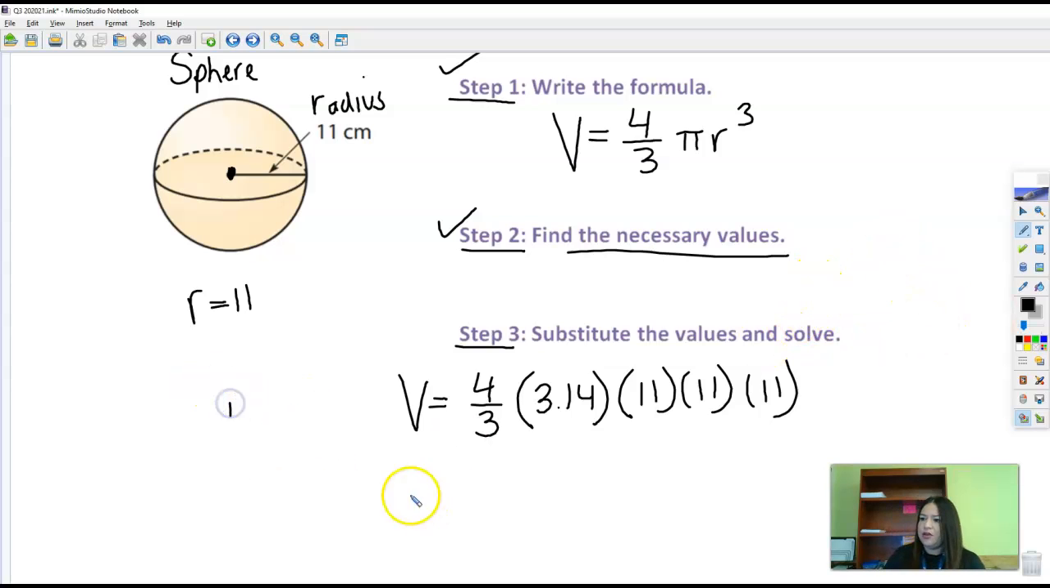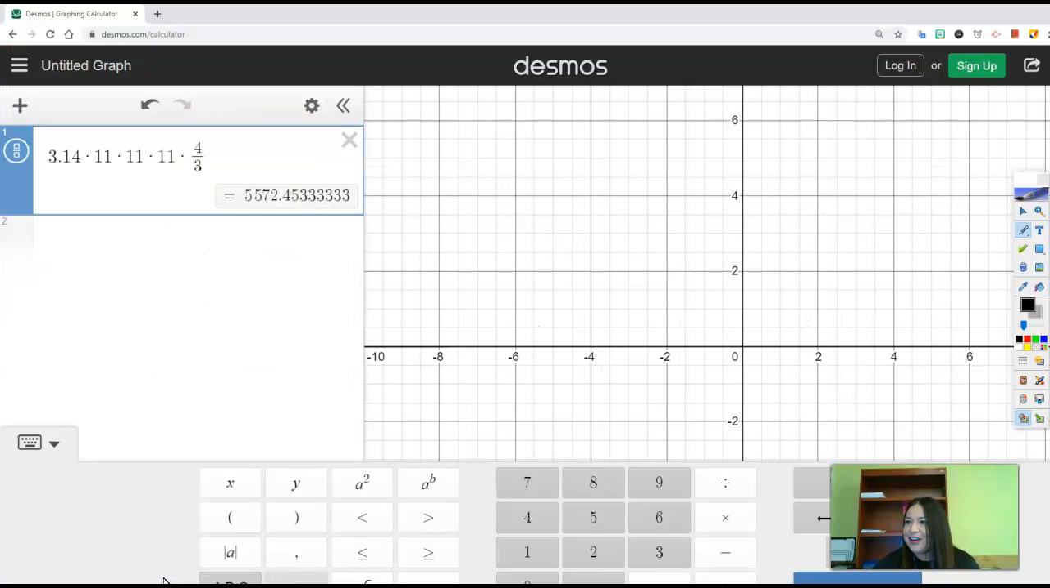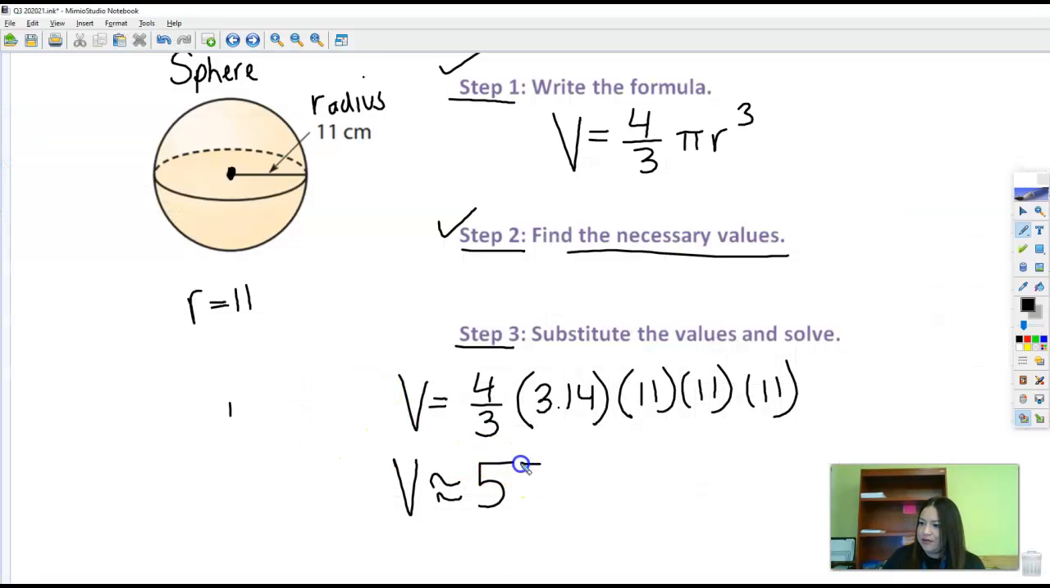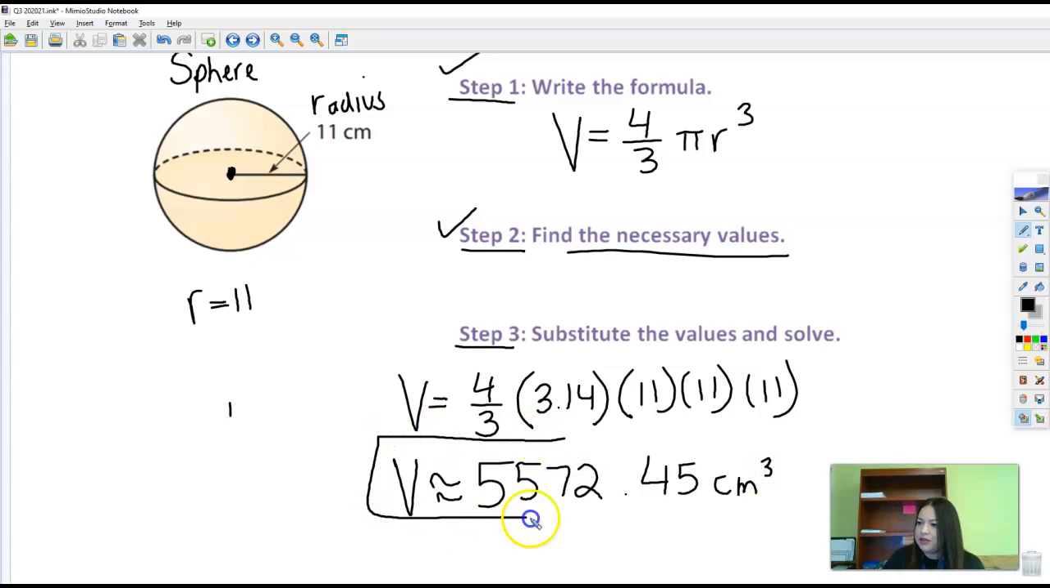So volume is approximately 5,000. Oops, I forgot already. Let's see. 5,572.45, and these are cubic centimeters, centimeters cubed, okay? And that's it, that is our volume.